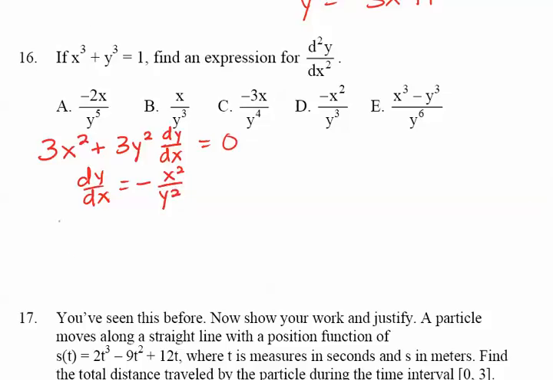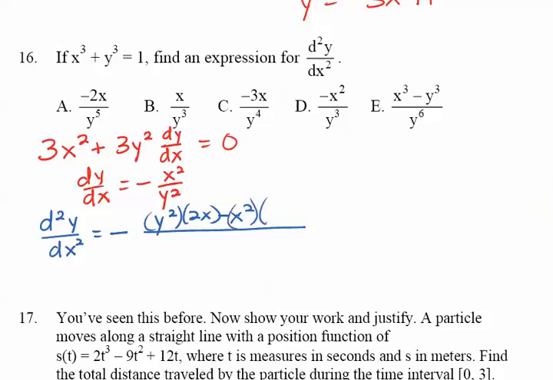And now let's go right on to our second derivative, quotient rule of that value. So we'll keep the negative out in front. Low d high minus high d low, and that's where we need our chain rule, dy dx, all over low squared.